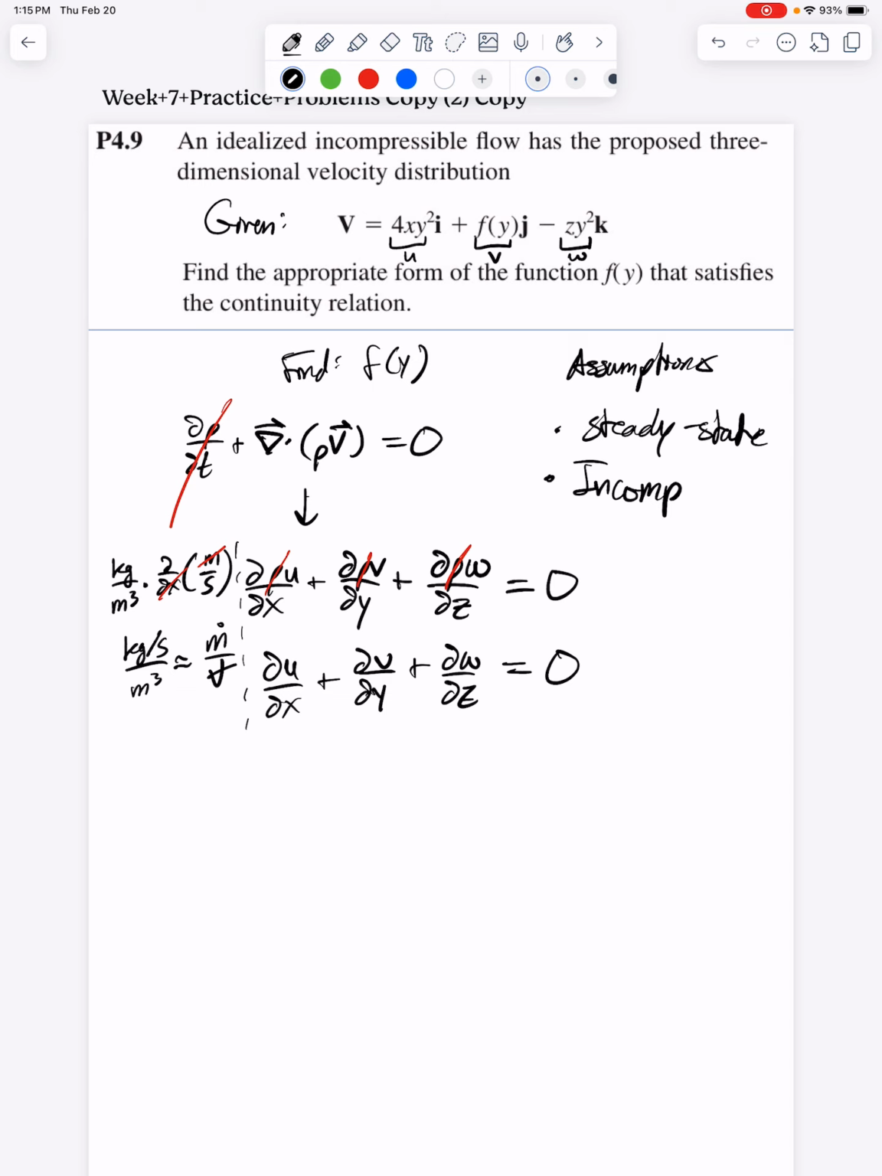Now, let's plug our u, v, and w into this equation and solve. For u, we take the x derivative of 4xy squared, plus the y derivative of f of y, which we don't have yet, so we just keep it as is, plus the z derivative of w, which is negative zy squared, equals 0.